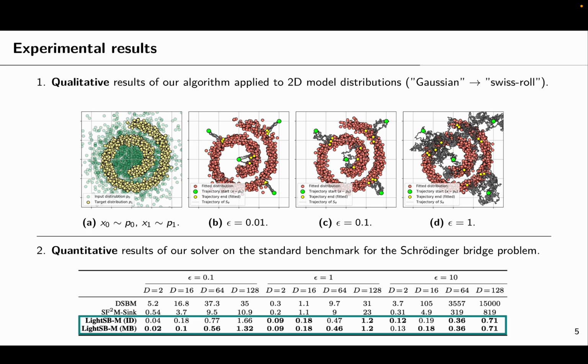Then we consider the standard benchmark for the Schrödinger bridge problem, on which our method beats all the bridge matching based solvers. Thus, we experimentally prove that our method indeed solves the Schrödinger bridge problem and does that better than everyone else.